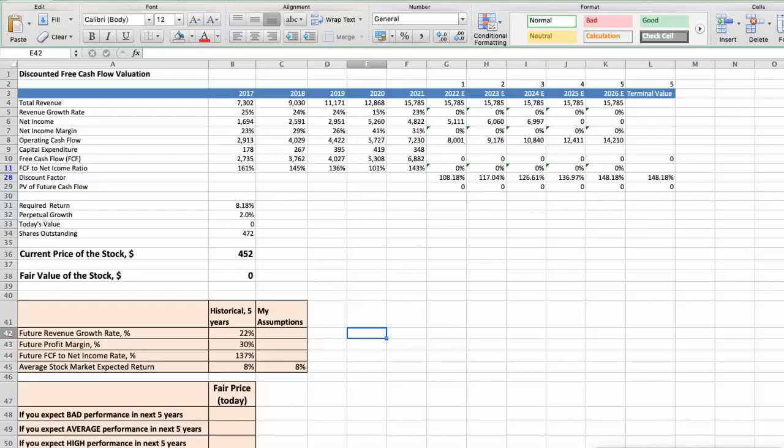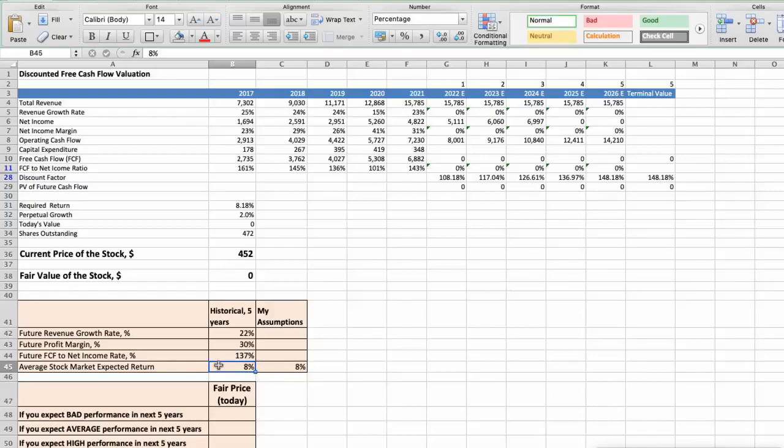This spreadsheet contains some financial data that we will use for the stock valuation. We see that the average revenue growth rate of the stock has been around 22% per year, for last 5 years. We see that the average profit margin of the stock has been around 30% per year, for last 5 years. Also we see that the average free cash flow to net income rate of the stock has been around 137% per year, for last 5 years. And we expect 8% per year average stock market return.